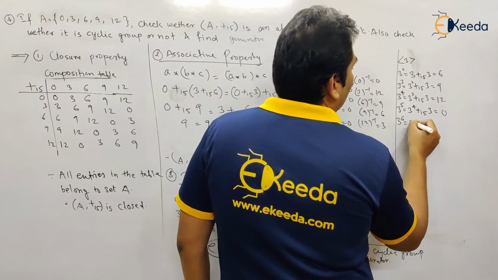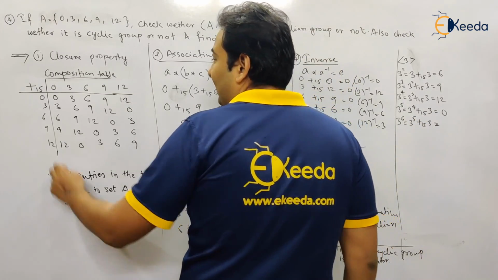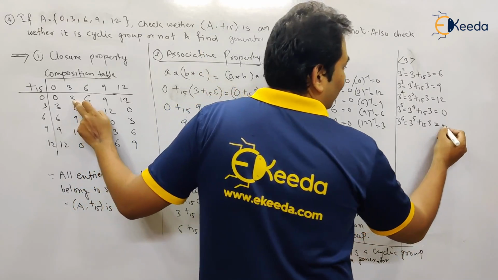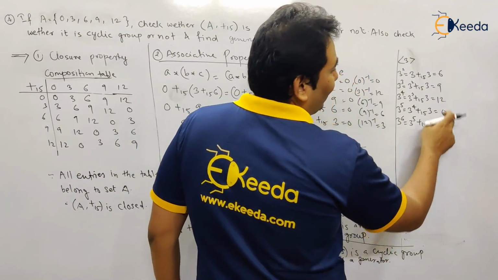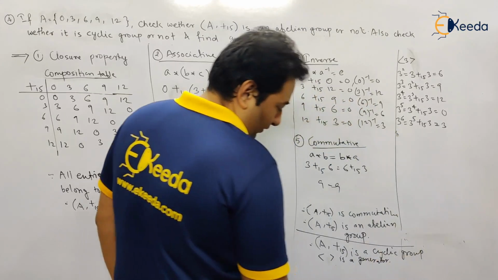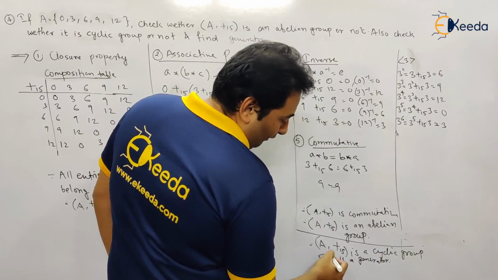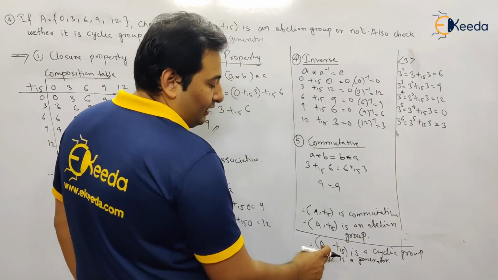3 raised to 6 is 3 raised to 5 plus 15 3, that means 0 plus 15 3, which is 3. See here, we got all the elements: 0, 3, 6, 9, 12. That means (A, +15) is a cyclic group and 3 is a generator.